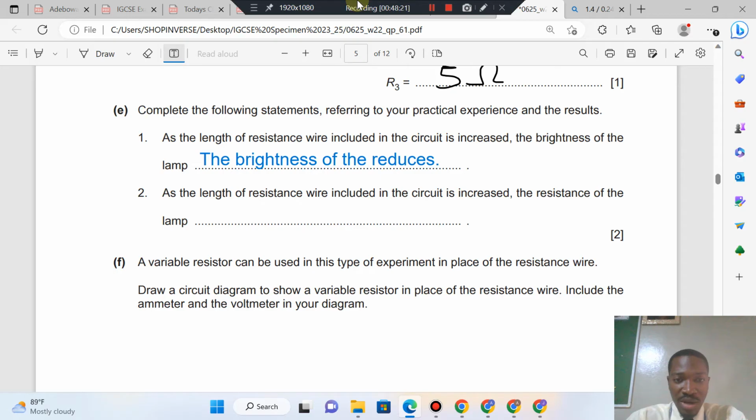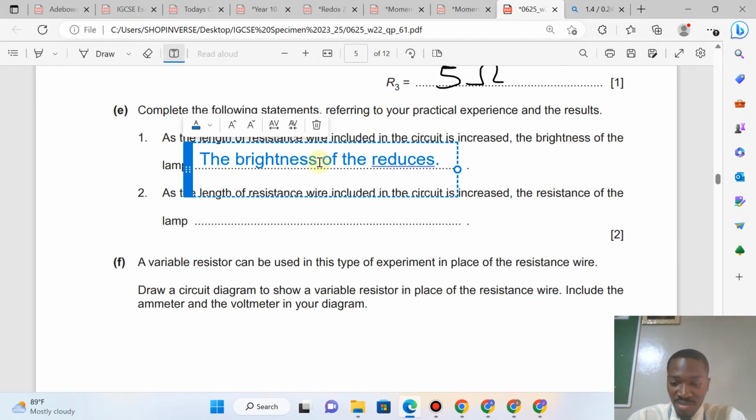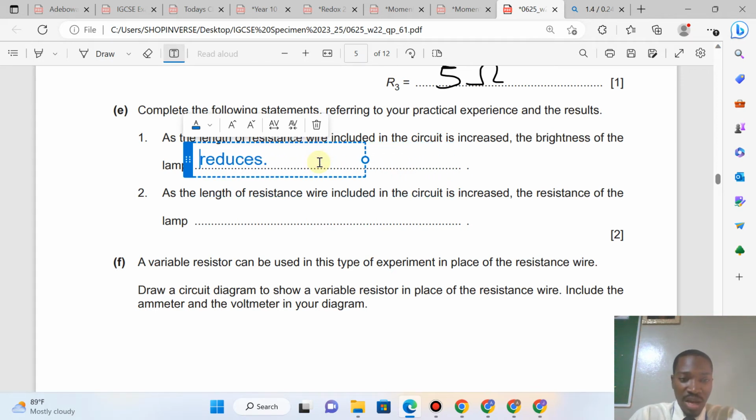So as the length of the wire included in the circuit is increased, the brightness of the lamp reduces. Okay, so I don't have to put all of this. I'll just put reduces here. So once I put reduces here, then the question has been answered.